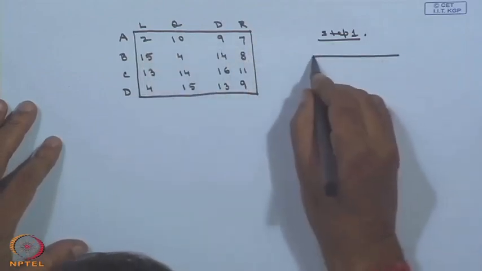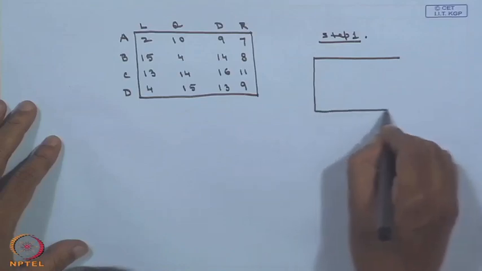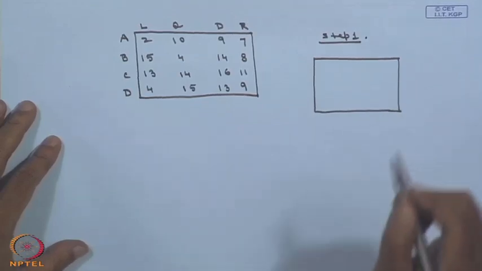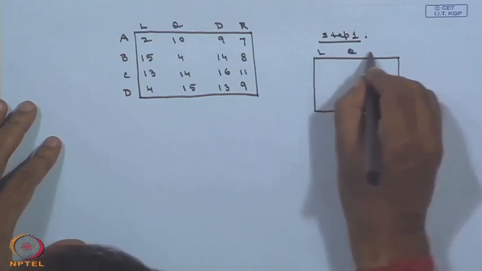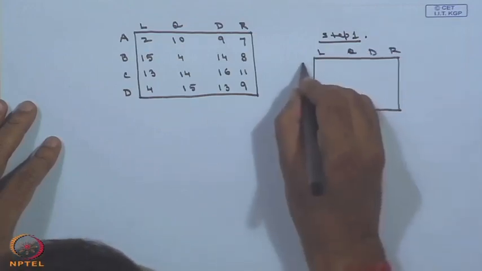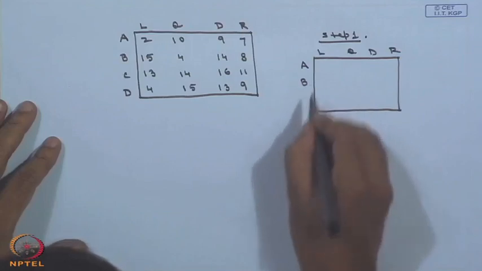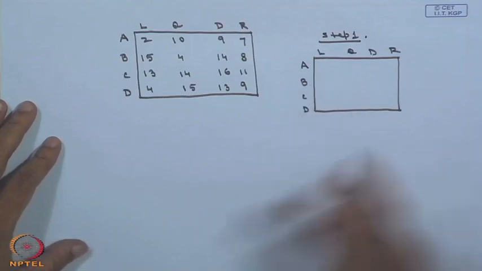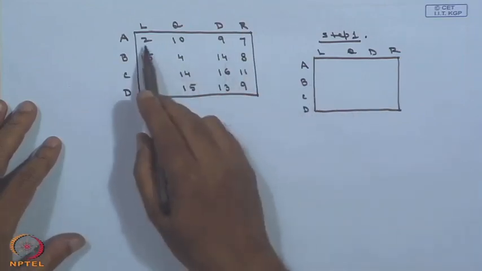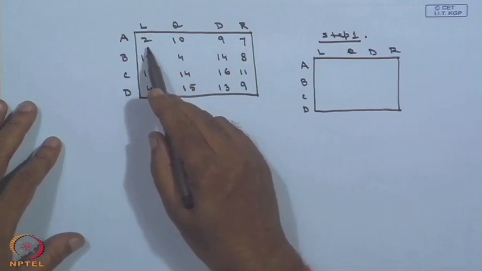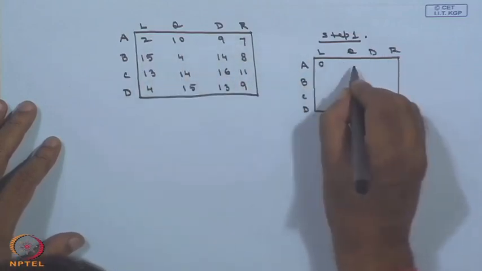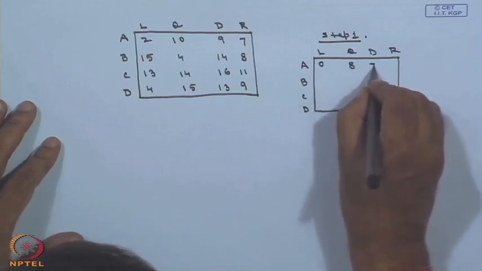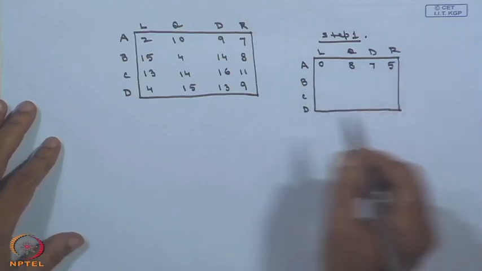So, basically what will happen? You will have this. You have L, Q, D and R, and 4 rows A, B, C, D. For the first row, 2 is the smallest element, so subtract 2 from all the elements. So, 2 minus 2 is 0, 10 minus 2 is 8, then 7, then 5.